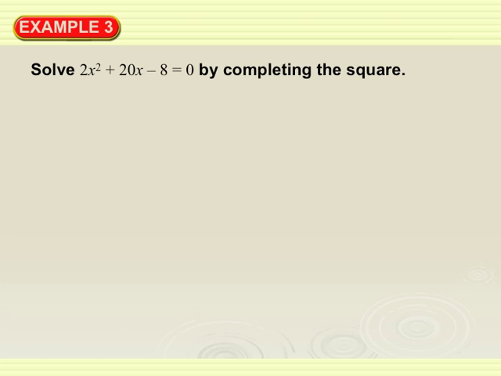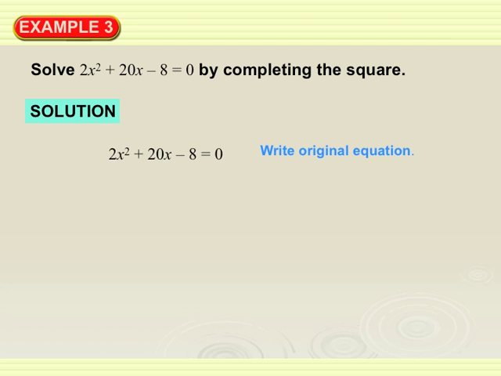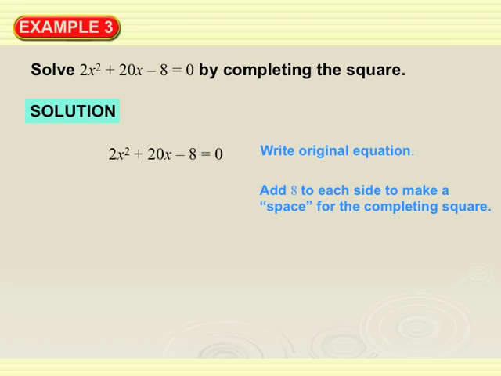Let's go through another example. In this case, what's different is that when we begin, the coefficient on the x squared is 2, and we said we need for that coefficient to be 1. We need just a plain old x squared there. So the first thing I'm going to do, I'm going to start with my original equation, and I'm going to add 8 to each side. This gives me a blank for the space where I'm going to complete the square. That just gives me some space to complete the square.